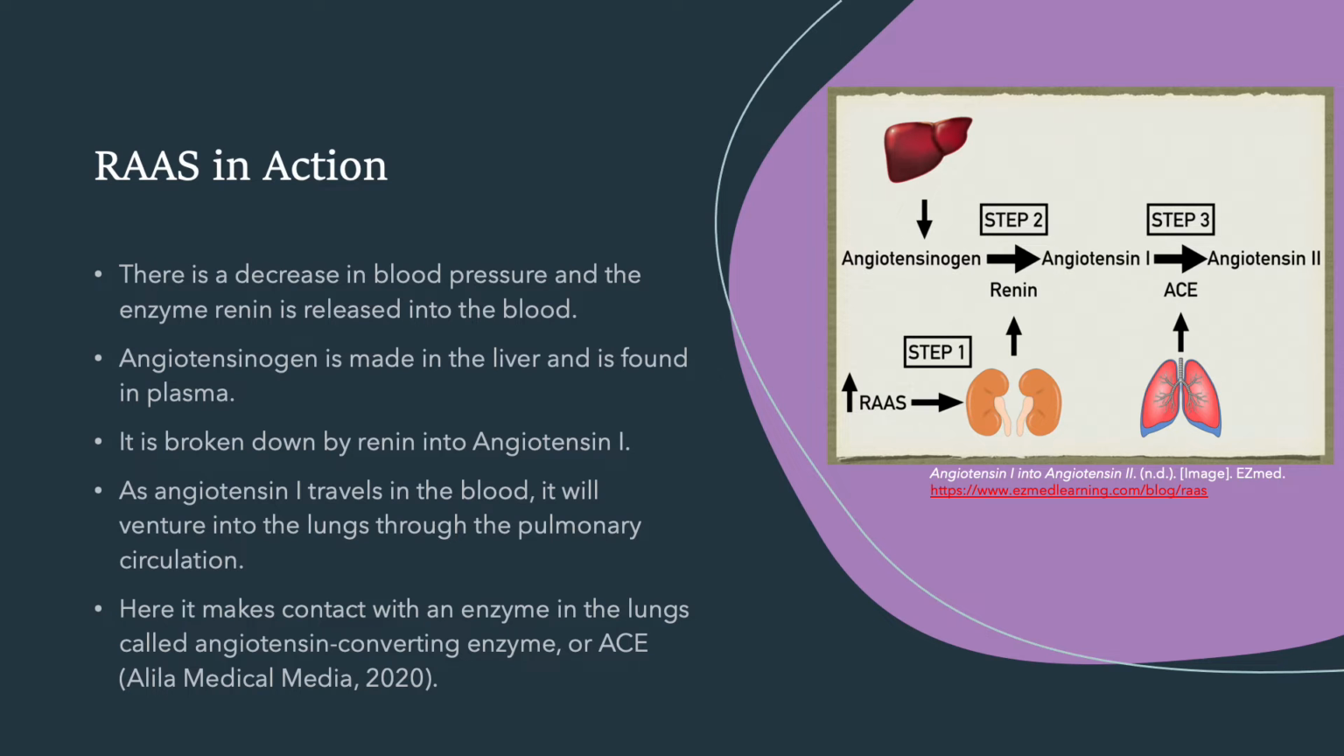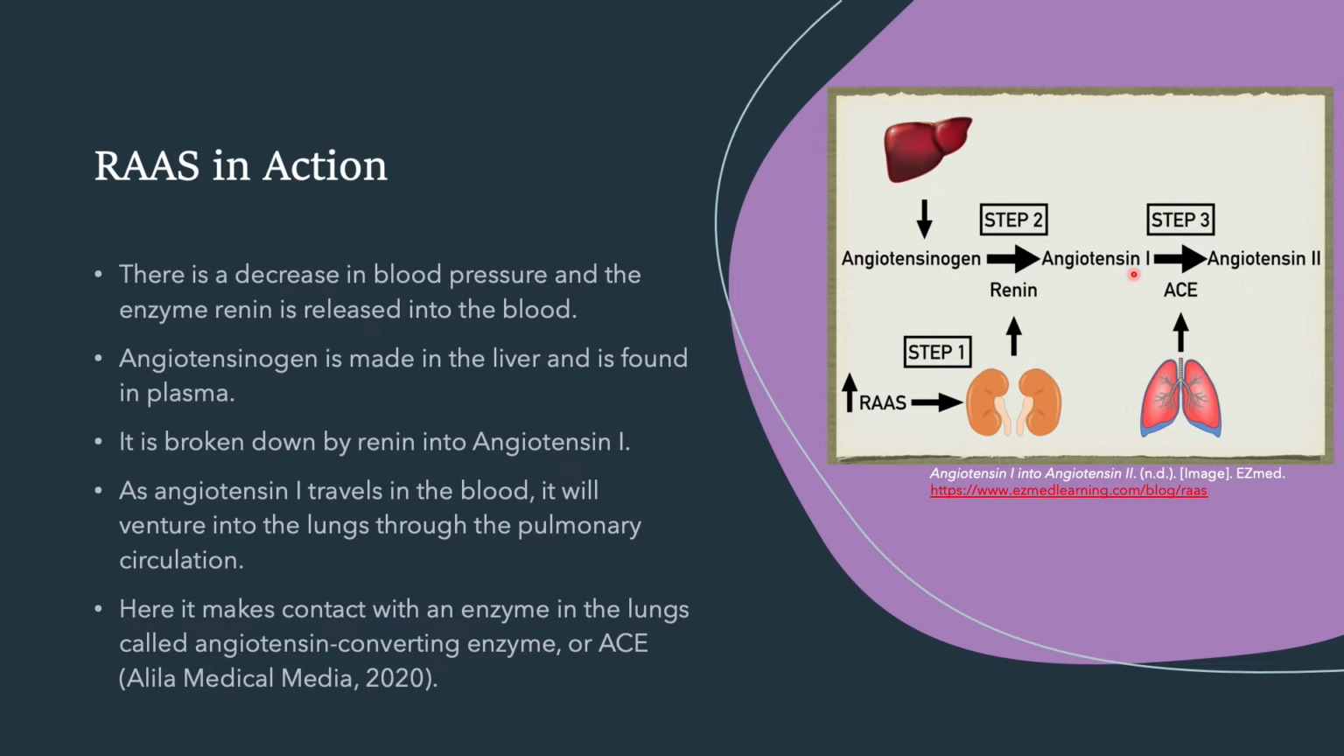RAAS in action. So what will ultimately trigger RAAS is a decrease in blood pressure. So as blood pressure decreases, it will go ahead and stimulate the kidney to release renin. And remember, renin is an enzymatic hormone. Now, angiotensinogen is made in the liver, and it's going to be found in high concentrations normally in the plasma. So as renin and angiotensinogen come into contact, renin, being an enzymatic hormone, will go ahead and cleave angiotensinogen into angiotensin I.